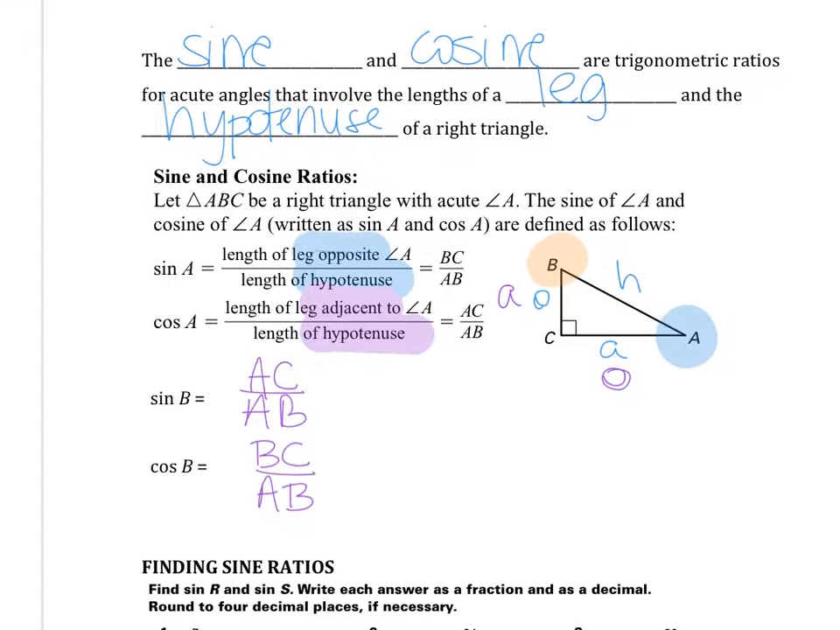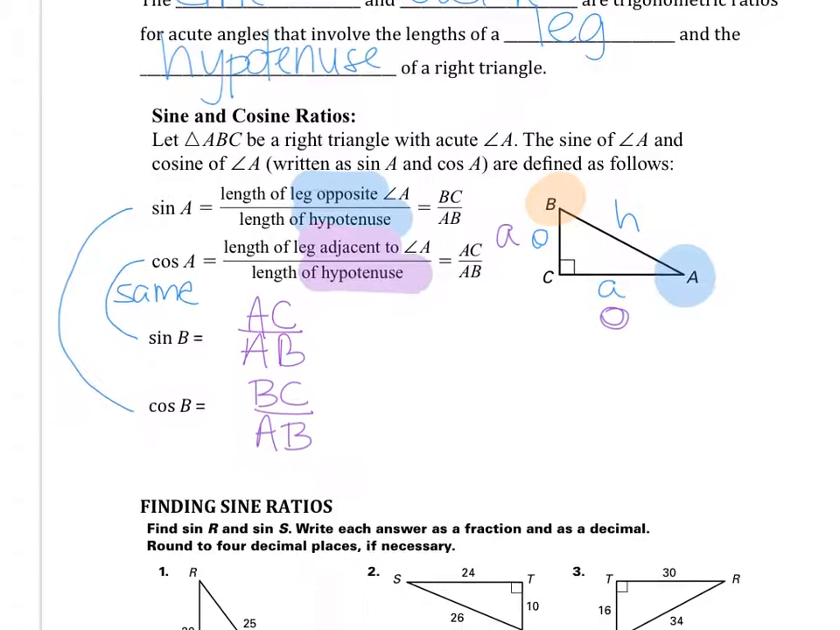And if you take note, the sine of the one angle is the same as the cosine of the other. The cosine of one angle is the same as the sine of the other.